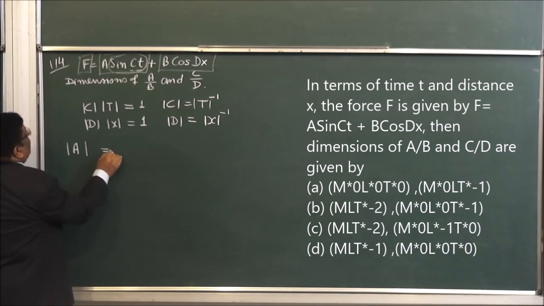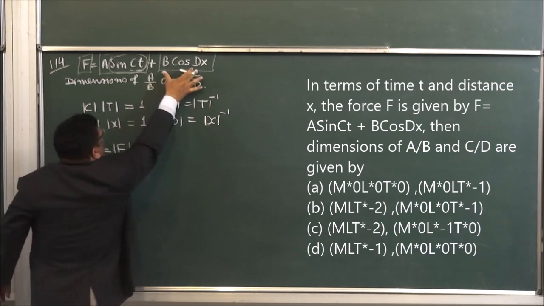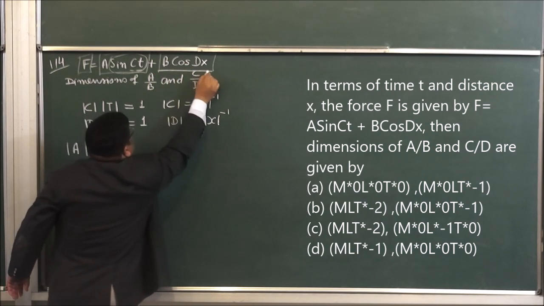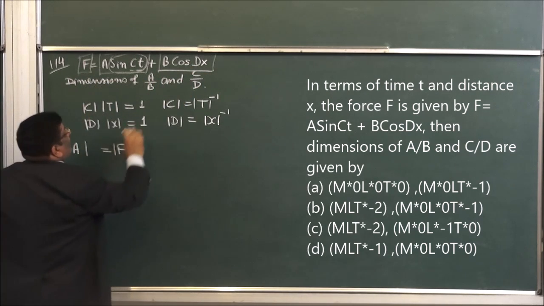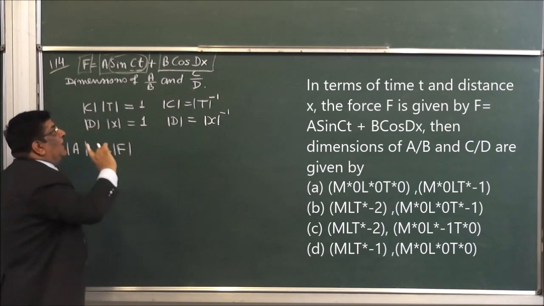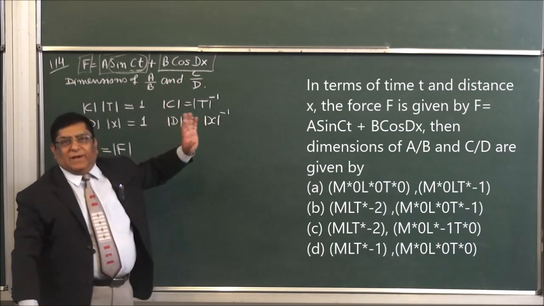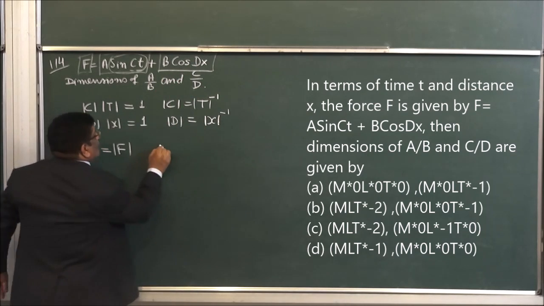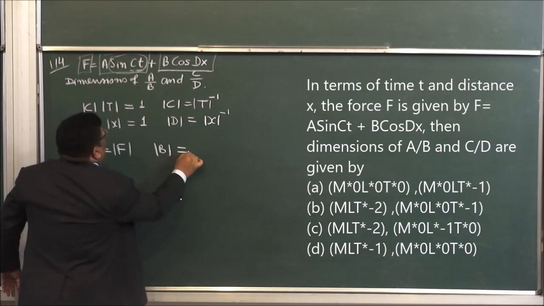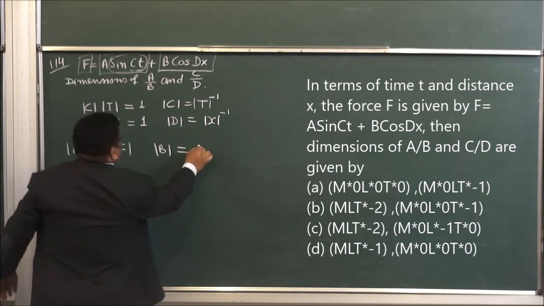Dimensions of A are equal to dimensions of F. That's right. Now what about this? This term has the dimensions of F, where cos of any angle has no dimensions. So dimensions of B are dimensions of F.